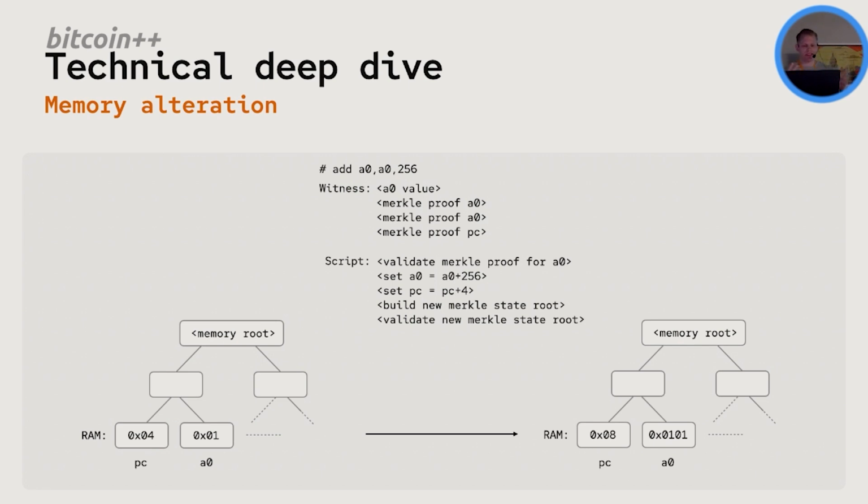And then we're going to take these two new values together with the Merkle proofs we have already. We're building a new Merkle root, and then we take that Merkle root and check that it's the same one as is committed to in the output. And this is how we validate every state transition of the VM.